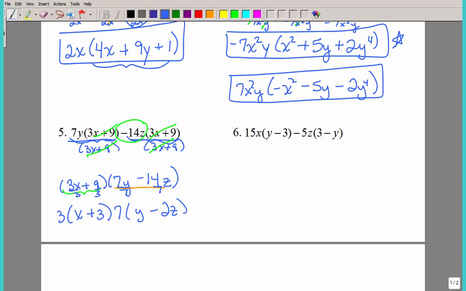Usually we don't see this 3 and 7 separated. So let's go ahead and multiply that together and make that 21. And let's just write down the other factors.